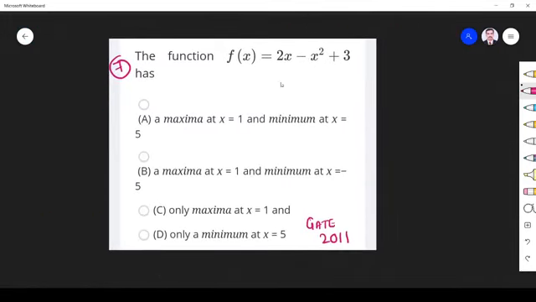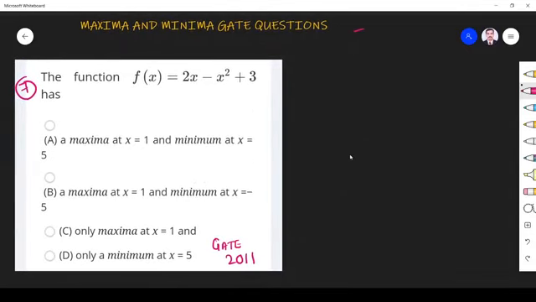What is the question? They are asking whether the function has only maxima, only minima, or maxima and minima. There is no closed interval, so we have to find the local minima or local maxima. The interval is open. So as usual, we follow the procedure of problems number 5 and 6.